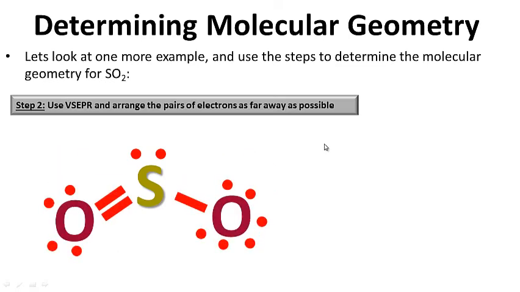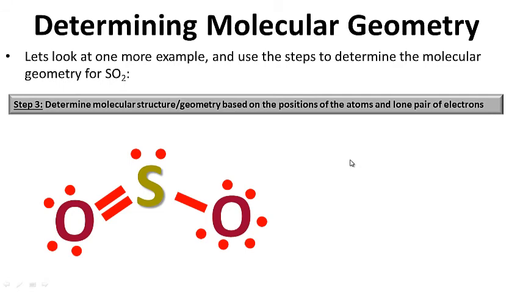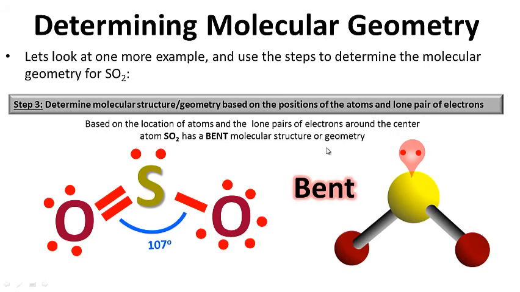So we get a structure that's more realistic. It looks like this. Now we can determine the molecular structure or geometry based on the positions of the atoms and lone pairs of electrons. Based on the positions of the atoms and these lone pairs of electrons on the center atom, I would call it a bent molecular geometry.